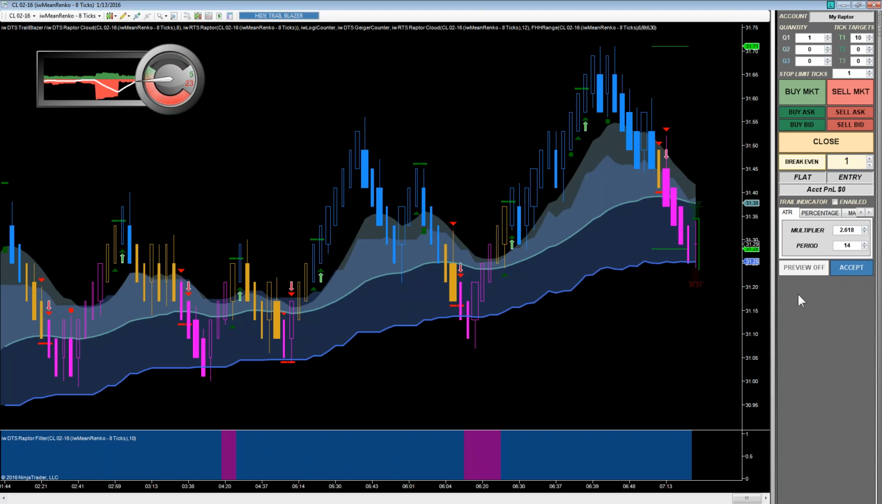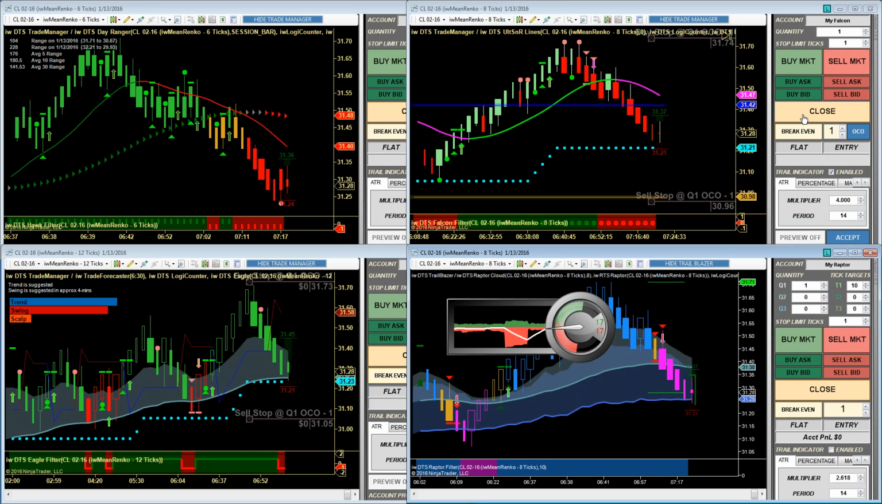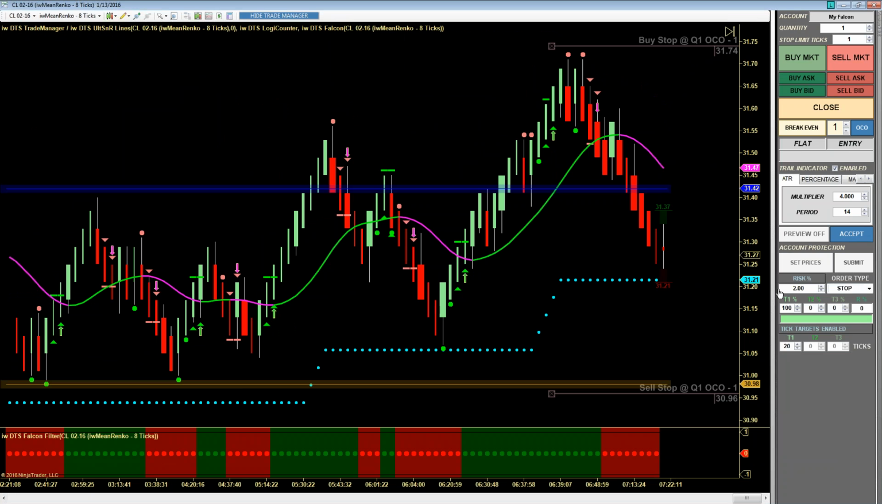Here on the Raptor, I'm featuring the Trailblazer. The difference between the Trailblazer and the Trade Manager that you see here is this risk component. Now you can put the Trade Manager on the Raptor, and you could put the Trailblazer on the Hawk, Falcon, or Eagle if you choose.